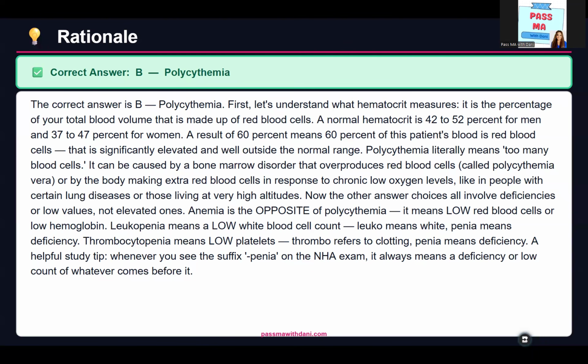Now, what can cause this? It can be caused by bone marrow disorders that actually overproduce the red blood cells. Or it can actually be caused by the body making extra blood cells in response to chronic low oxygen levels. Think of people that have lung diseases or those who even live at very high altitudes.